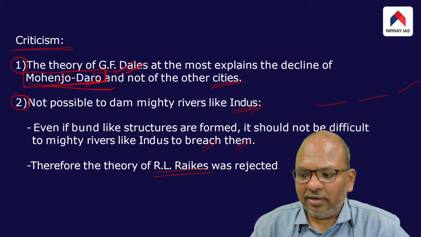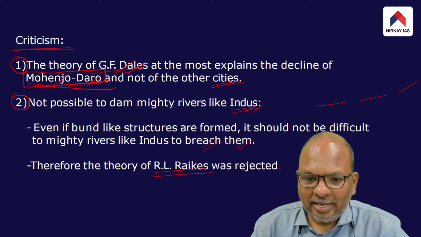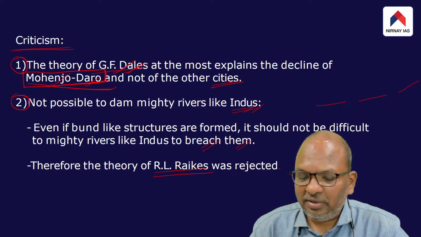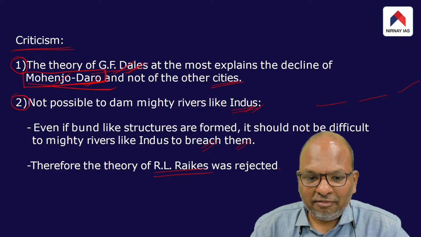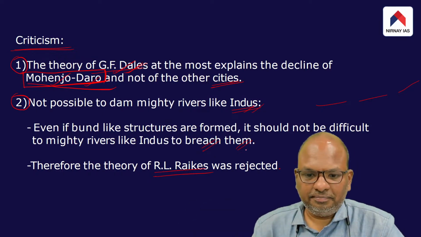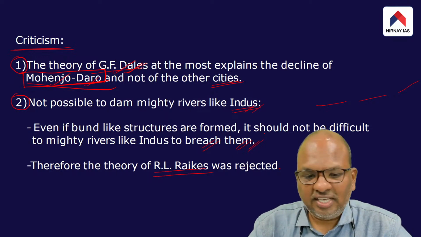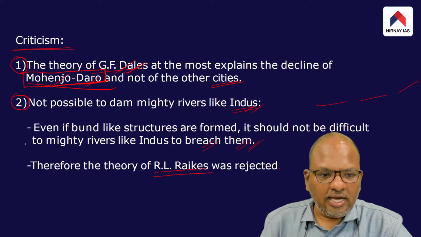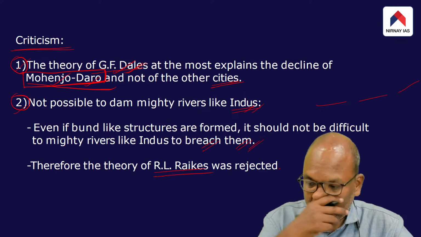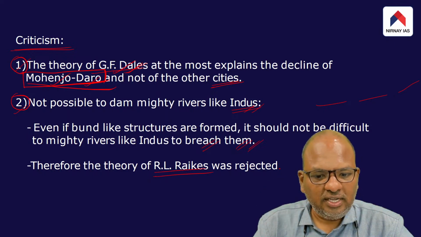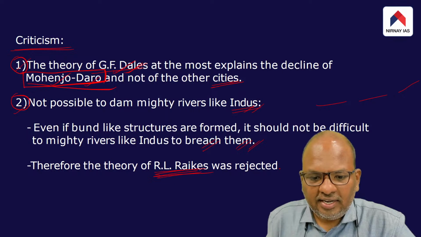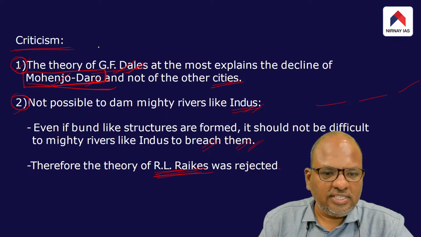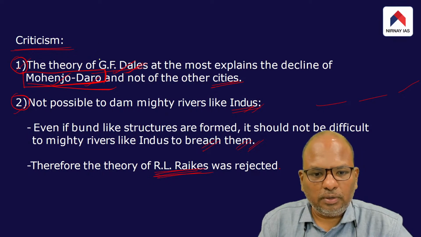And therefore, a majority of the scholars argue that even if a bund-like structure is formed, it shouldn't have been a problem for a mighty river like Indus to breach the bund, to cut the bund, is the argument proposed by a majority of the scholars. So these are the two major criticisms against the theories proposed by G.F. Dales as well as the theory proposed by R.L. Raikes. Kindly remember this particular argument. So basically, the majority of the scholars have now rejected the theories proposed by both G.F.